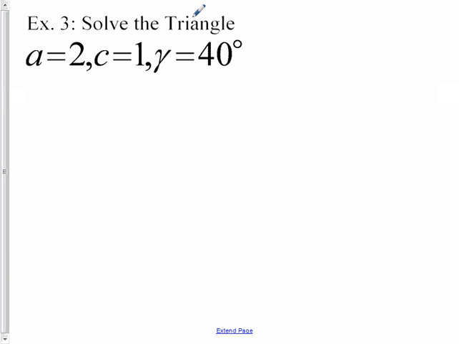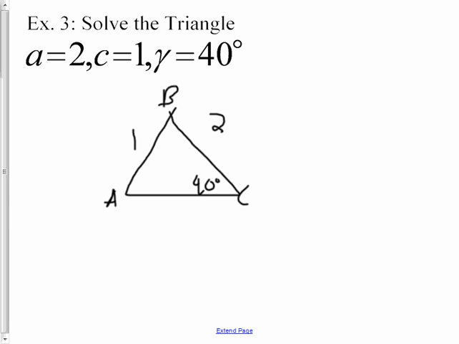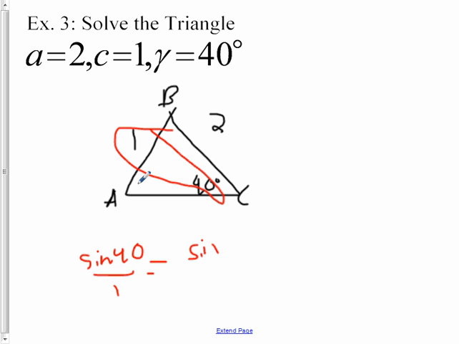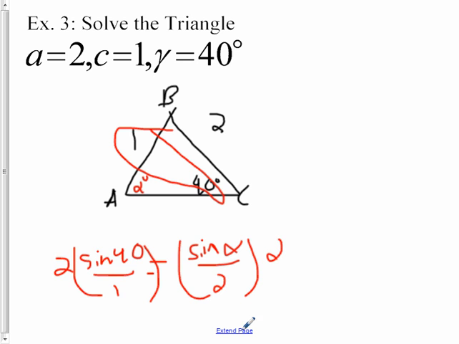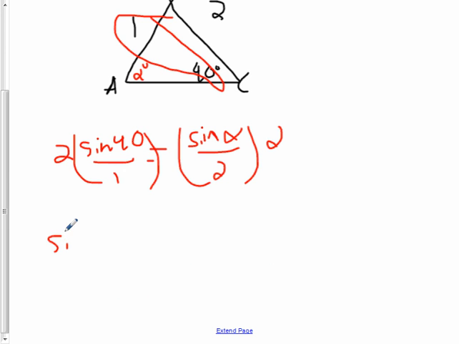Alright, last but not least, I know this is a long video, but here's the last one. Go ahead and draw it real quick. I'm just going to pause and draw it myself. So here's our triangle. Once again, we have our law of sines, so we have the sine of 40 over 1 equals the sine of alpha over 2. Multiply by 2 to get the sine of alpha by itself. So you have the sine of alpha equals 2 times the sine of 40.